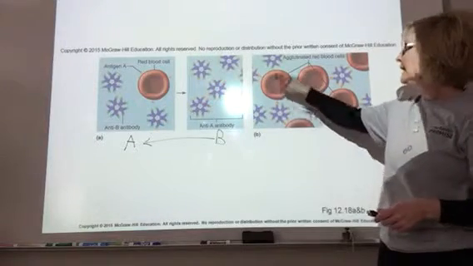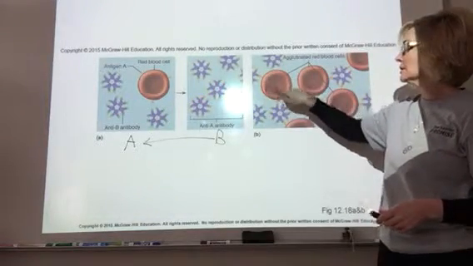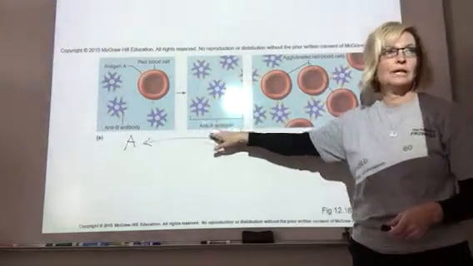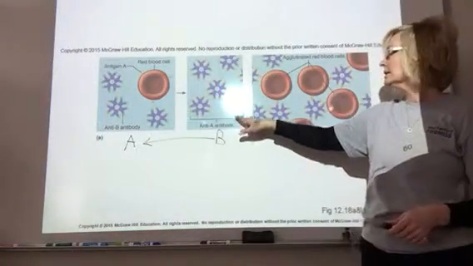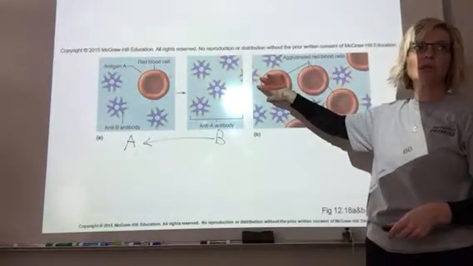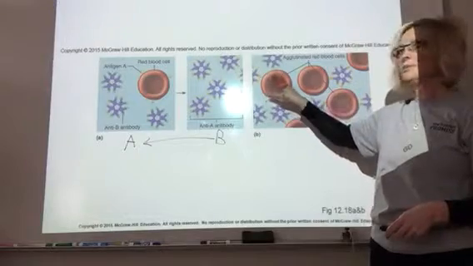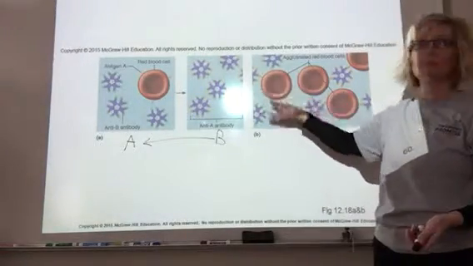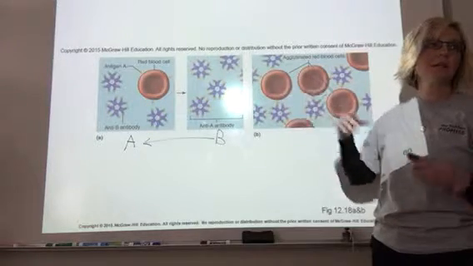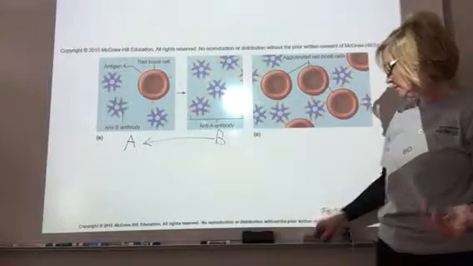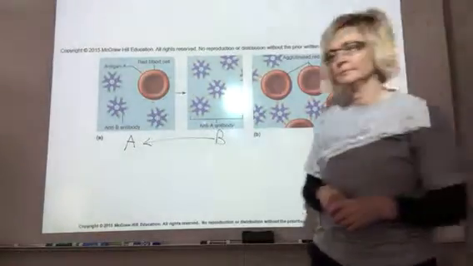So if I have an A antigen, I do not want my A antibody or anti-A antibody because that's going to hook up, that's going to attach, and that's going to clot. So if I go back to my type O, there's nothing on the red blood cell. It can't clot with anything. So I can donate to anybody.